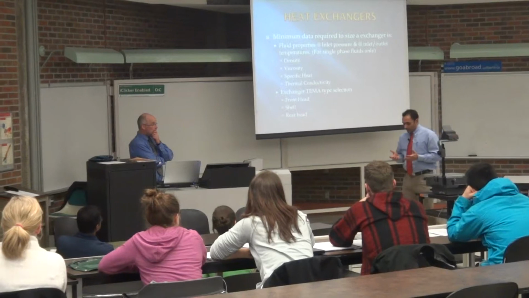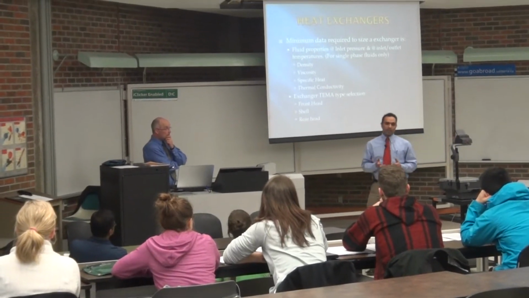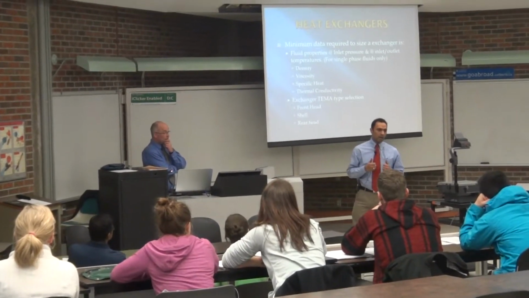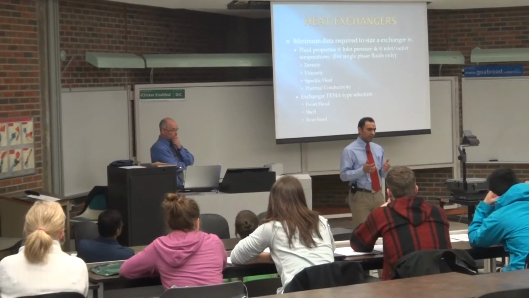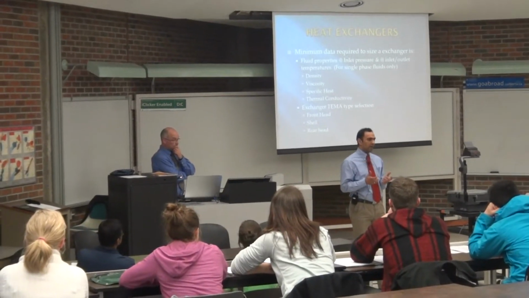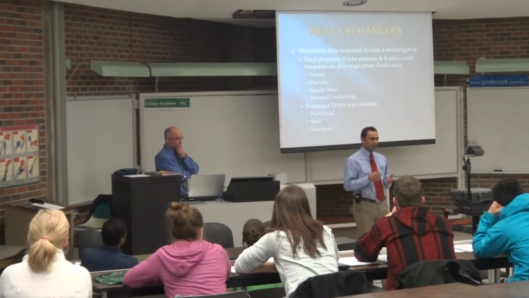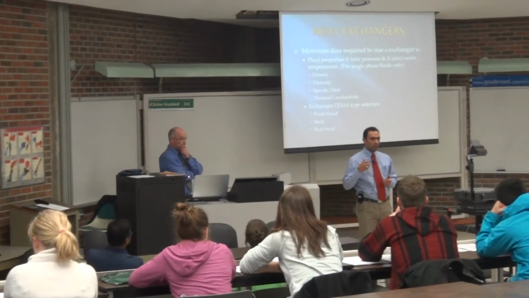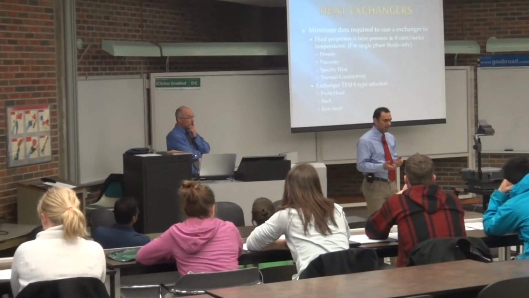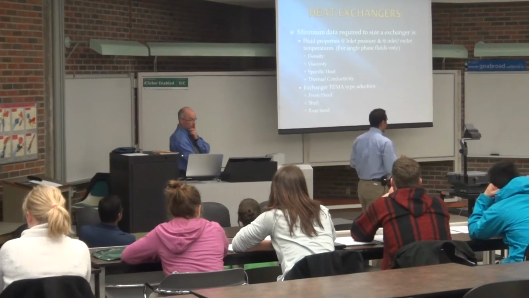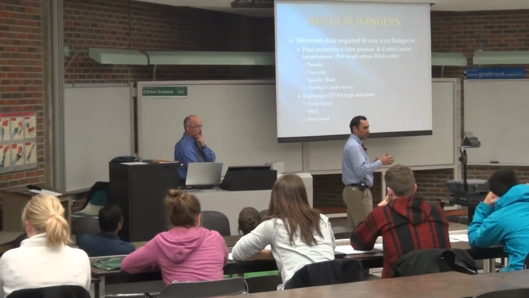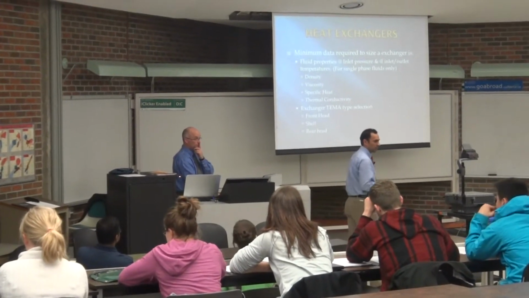And once you have the shell side and tube side properties, the next thing is to come up with a certain geometry, what is called the TEMA type. What is going to be the front head? What type of shell do we need? What type of rear head do you need? So I think I handed out some TEMA charts as well. We were short for it.